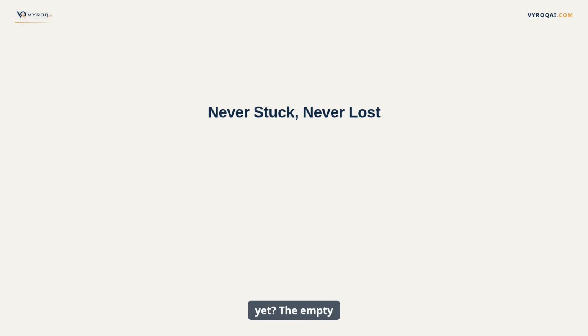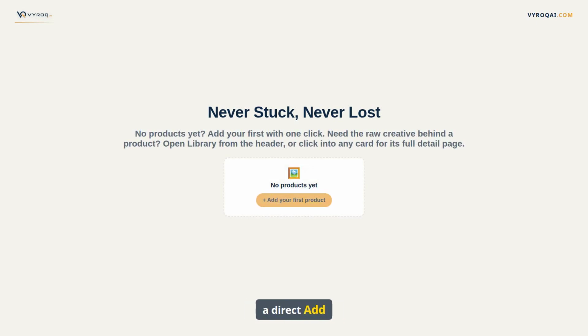No products yet? The empty state hands you a direct Add Your First Product button, so you're never staring at a blank page wondering where to start. Need the raw creative behind a product, its images, its generated video clips? Hit Open Library from the header, and every asset tied to your products lives in one searchable place.